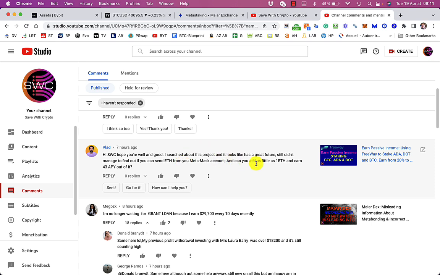He also said, "Can you add as little as 1 ETH and earn 43% APY?" Yeah, you can. You can add as little as you want. To get the 43%, you get a base 20% APY. Then if you stake 5% of Freeway Token, which I think is worth having anyway, you get an extra 10%. And then if you agree to lock up your assets for 30 days, you get an extra 10% on top of that. So that's 30%. No, 40%. And then if you sign up to their newsletter, you get an extra 3%. So that way you get 43%. So yeah, that's all good.